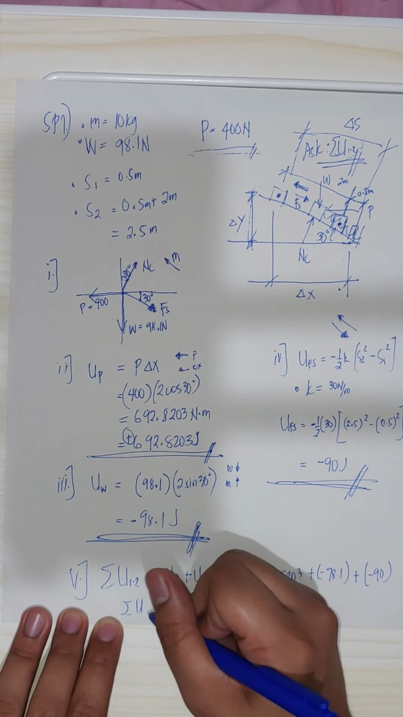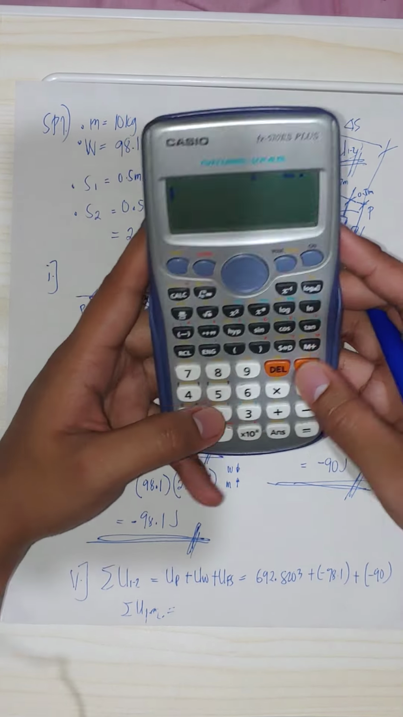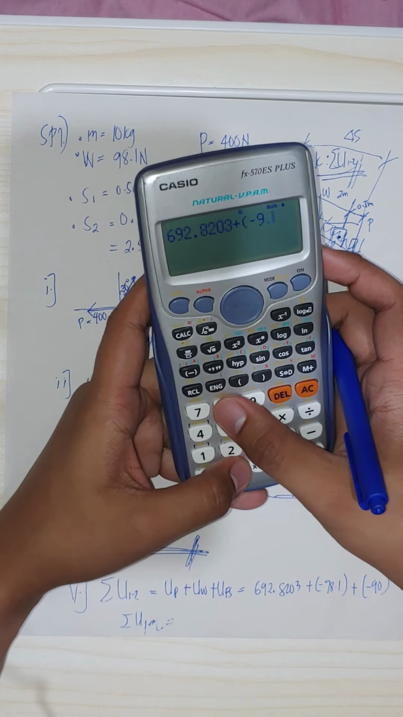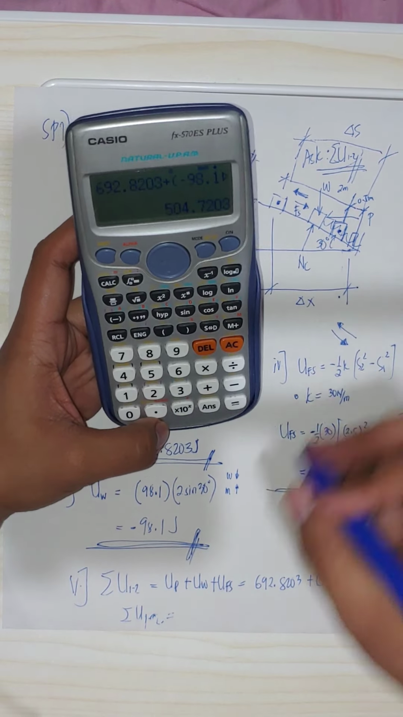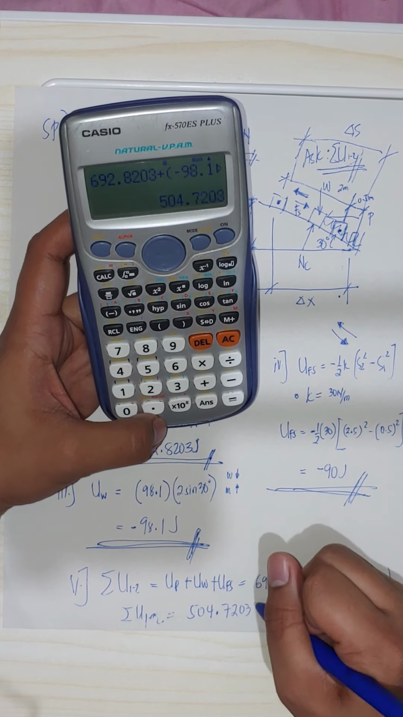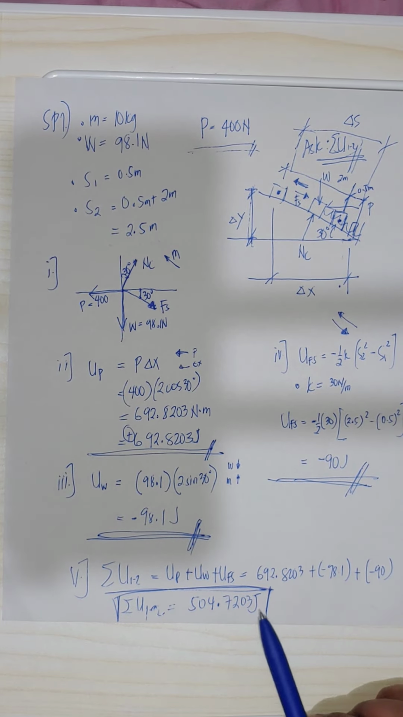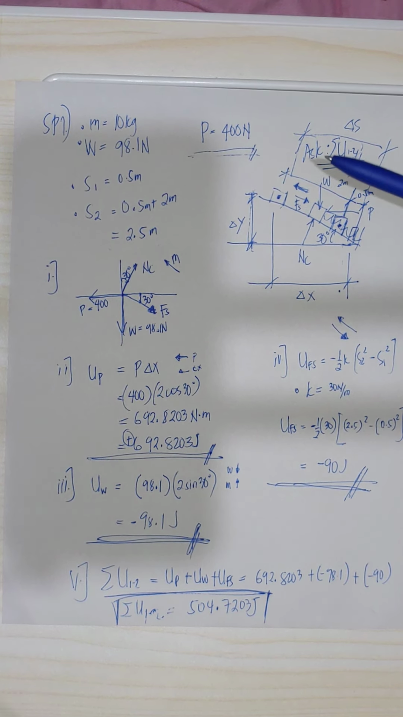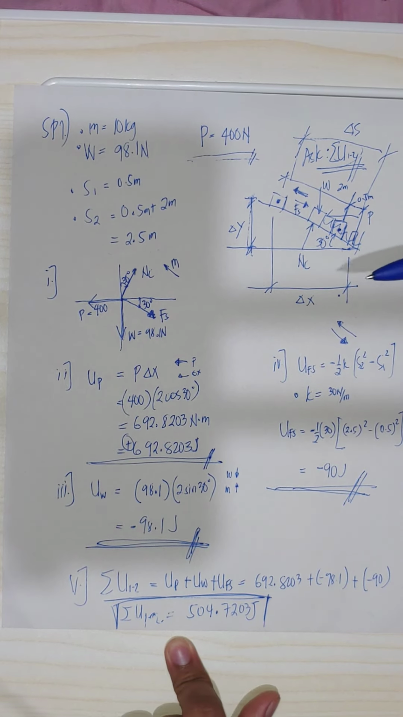And so we have a total work applied equal to 692.8203 plus negative 98.1 plus negative 90. Now we will have an answer of 504.7203 joules. So this is the work done on the block. Okay? So when there are many applied forces, we solve them one by one to get the total work.